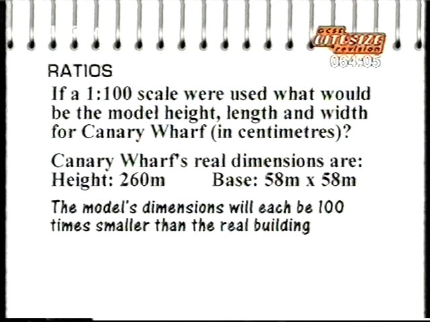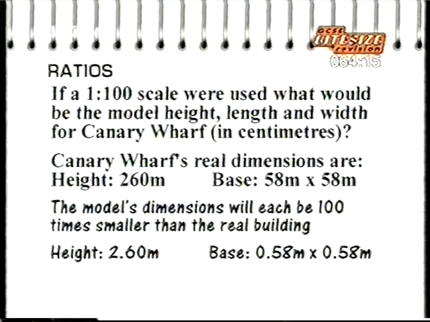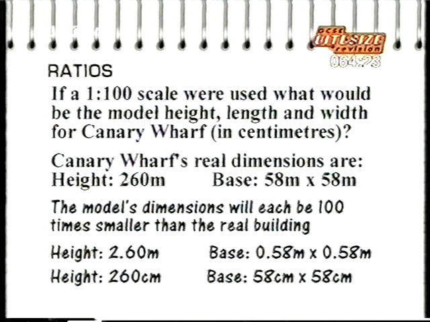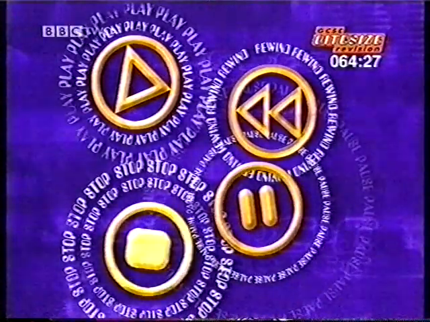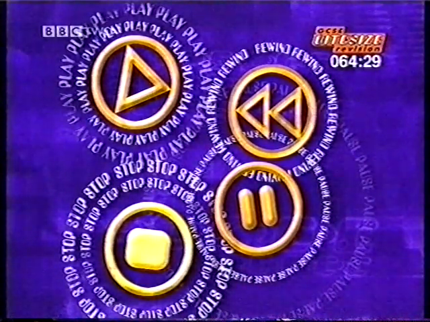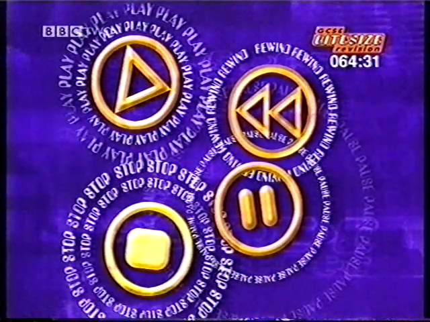In a 1 to 100 scale model, each dimension will be 100 times smaller than the real building, so the height will be 2.6 metres and the base 0.58 metres square. Or in centimetres, 260 centimetres high, with a base 58 centimetres square. That's the end of the section on calculations.